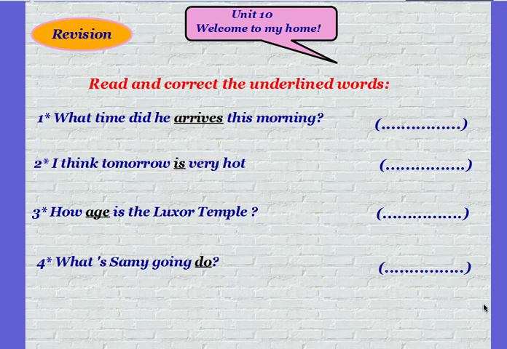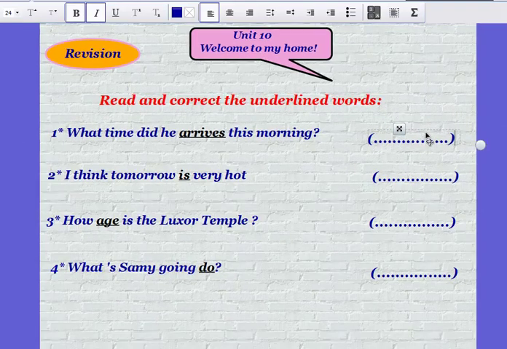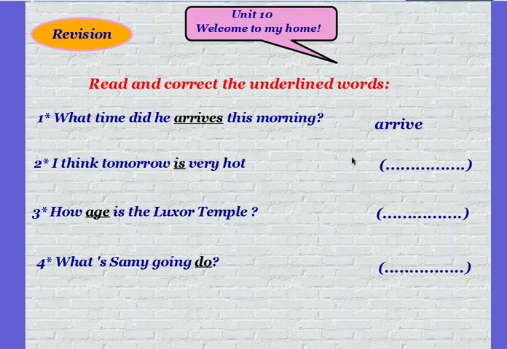Number 1. What time did he arrive this morning? So the answer will take just 3 seconds. And they start from now. 1, 2, and 3. And the answer is yes. It must be arrive. So let's move to number 2.